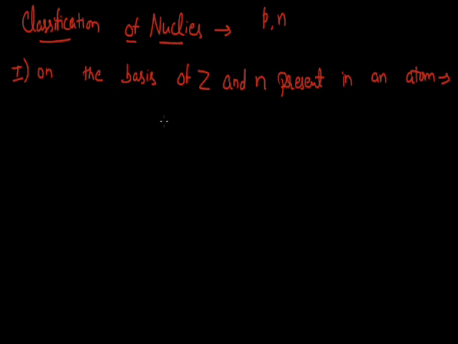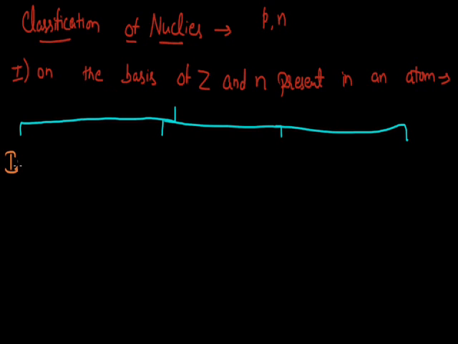According to this basis, nuclei can be classified into four different categories. The very first category is termed as isotopic nuclei, also known as isotopes. The second category deals with isobaric nuclei, or isobars. The term is used for the elements.